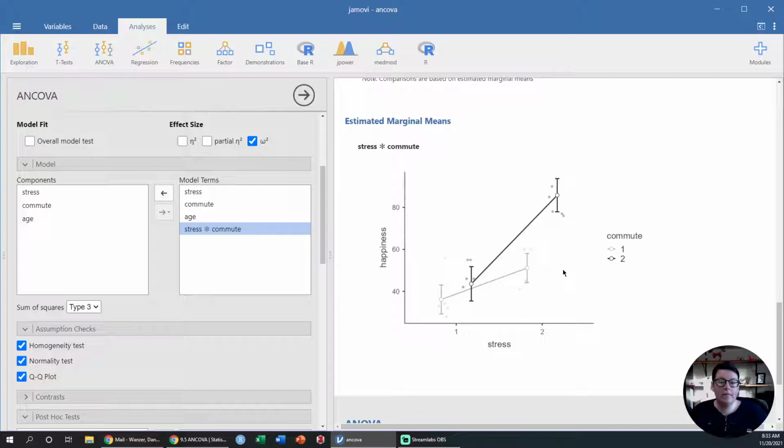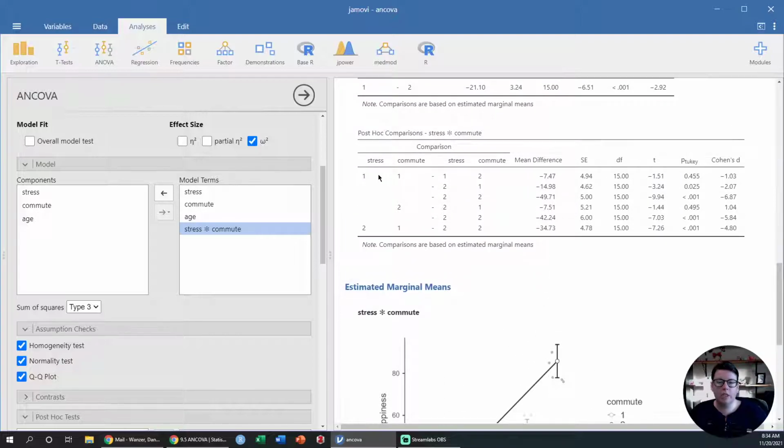But we also see an interaction where there doesn't seem to be much difference here, and we can check that in a second. But there's a significant interaction such that people in the cycling commute have higher happiness than people in the driving commute in the low stress condition. That's a lot. And we can check that here.